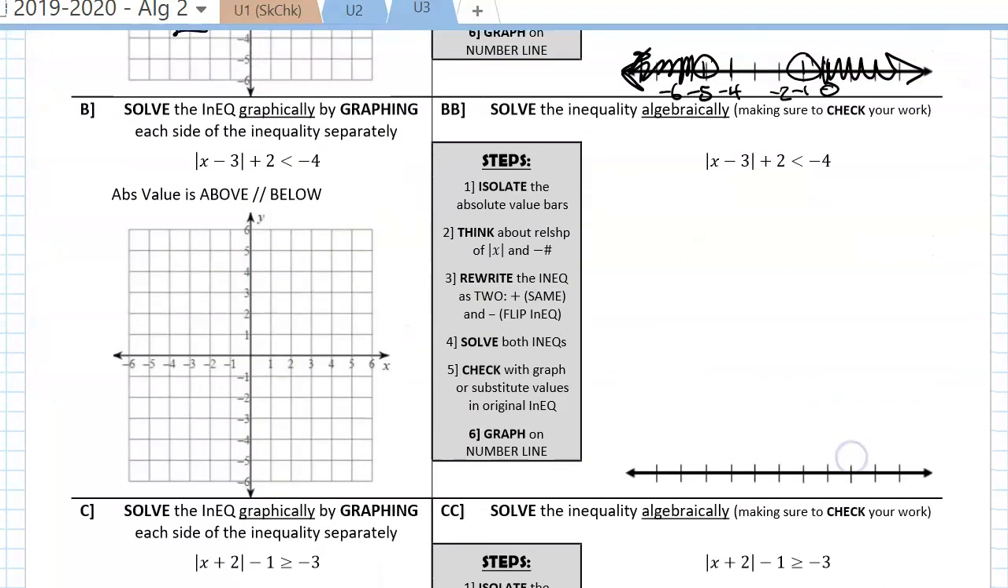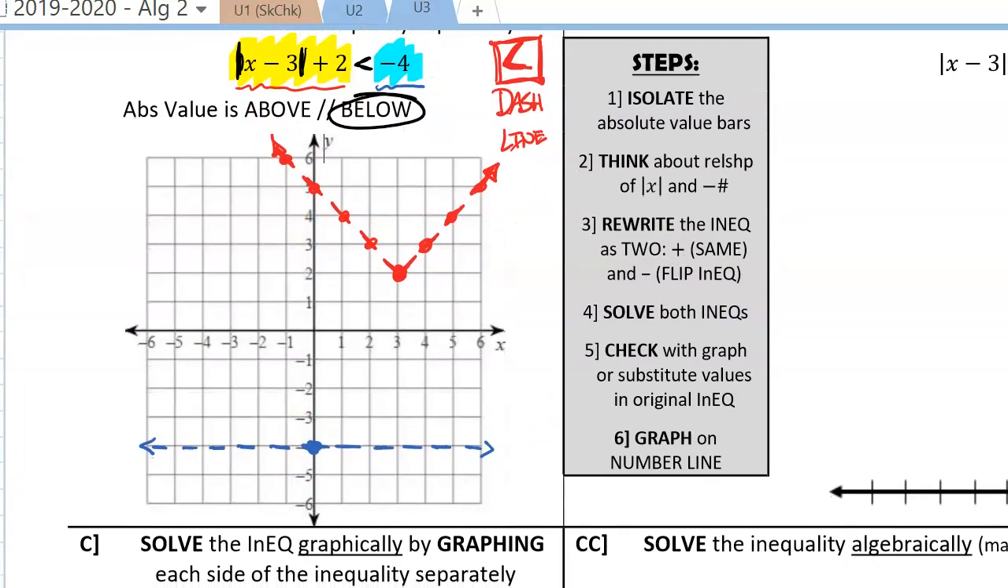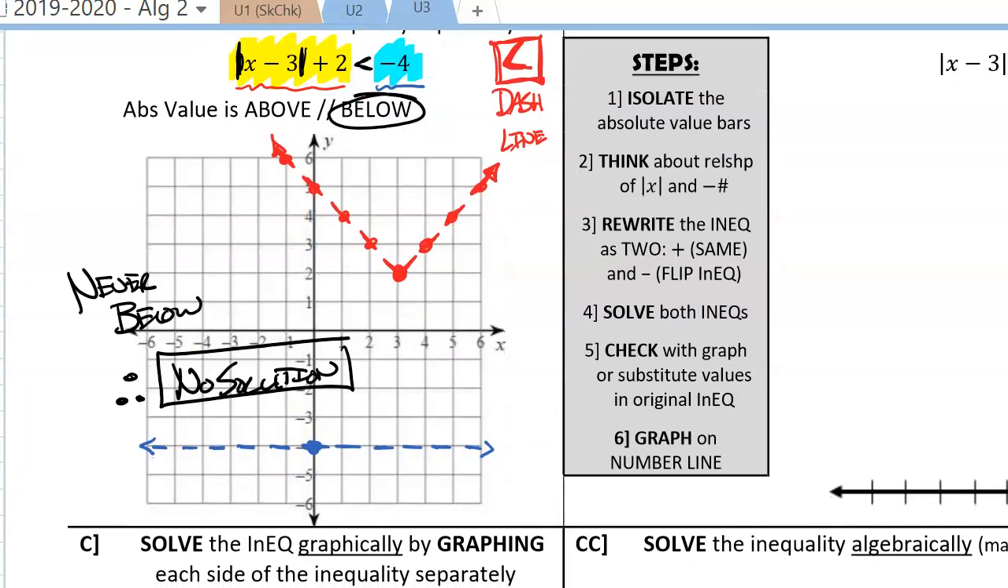Okay, let's take a look at example B. Graphically, we'll look at the two graphs: our absolute value function, vertex at 3, 2, and our horizontal line at y equals negative 4. Looking at and interpreting the graph, we have the absolute value is less than the horizontal line. So where is our absolute value function below the horizontal line? Well, if you're thinking about this, it's never below. Therefore, we have an answer of no solution.